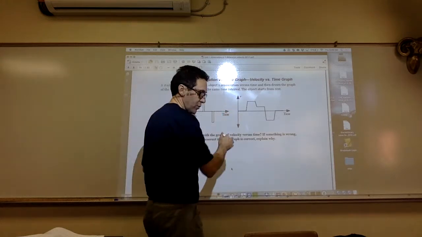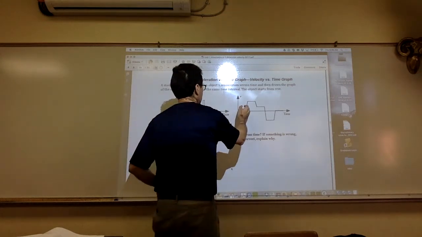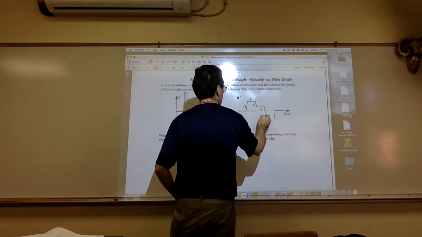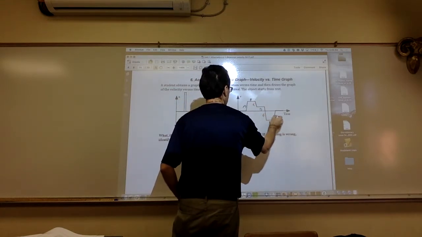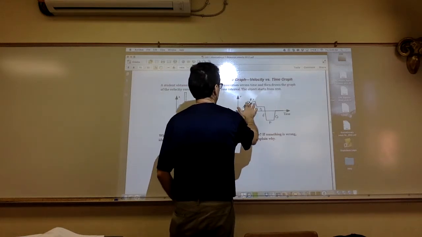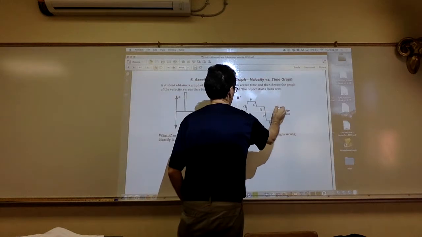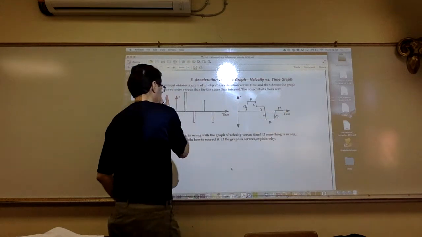Well, if you look at it, I'm going to break this down into sections. So I'm going to break this into A, B, C, D, E, F, G, I guess, right? So now, for part B and D and H, I guess, there is no acceleration.